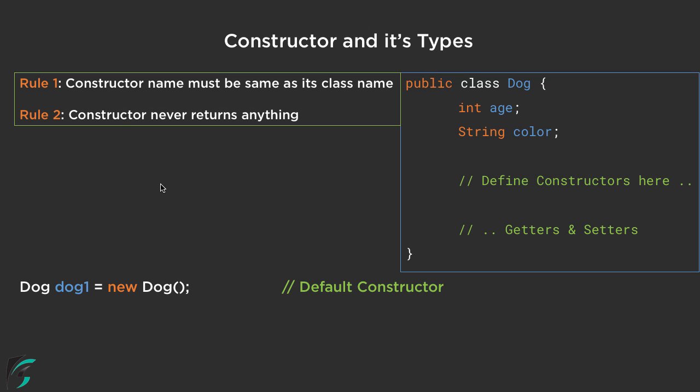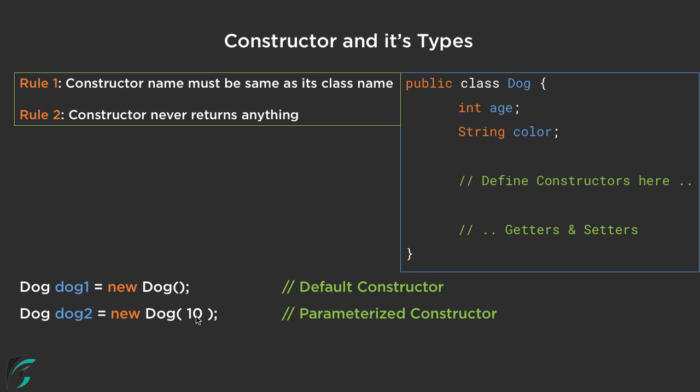Now the second rule is that a constructor never returns anything. So unlike methods, the constructor never returns anything, but it can accept parameters. That is, we can have a constructor in this form: Dog dog2 = new Dog and simply pass some value, such as let us initialize age equal to 10 by simply passing the 10 as a parameter inside the constructor. Since this constructor is accepting some parameter, it is known as the parameterized constructor in Java.